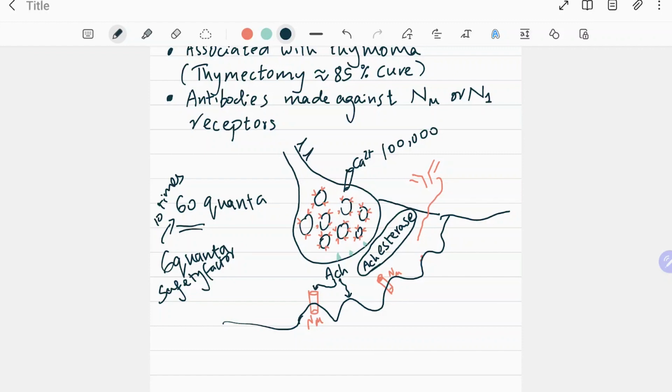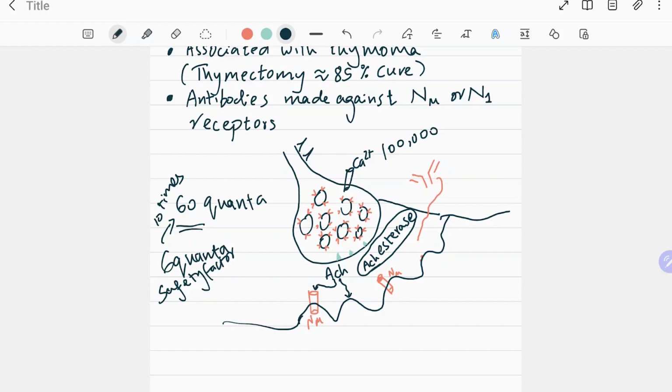So what's going to happen? You are running out of neurotransmitter and the vesicles that store it, because the receptors for the acetylcholine are destroyed by the antibodies. Now that's going to cause weakness and paralysis.